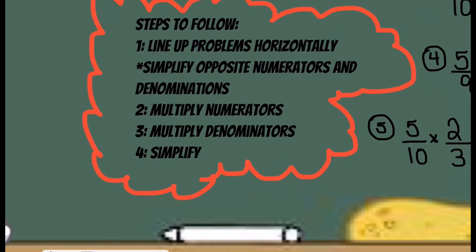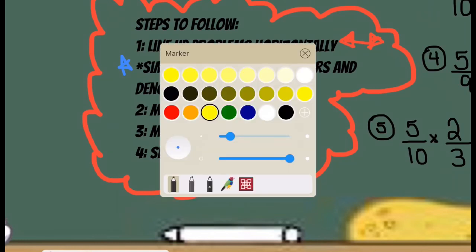Step 1 is to line up your problems horizontally. Remember, horizontally means side by side, going this way. The next step, I'll put a blue star next to it. Simplify opposite numerators and denominators. You don't have to do that. I'm going to show you a way that might give you smaller numbers to multiply. So you can kind of skip that if you don't want to do it. But step 1, line up the problems horizontally. Step 2, multiply your numerators. Step 3, multiply your denominators. And step 4 is to simplify.